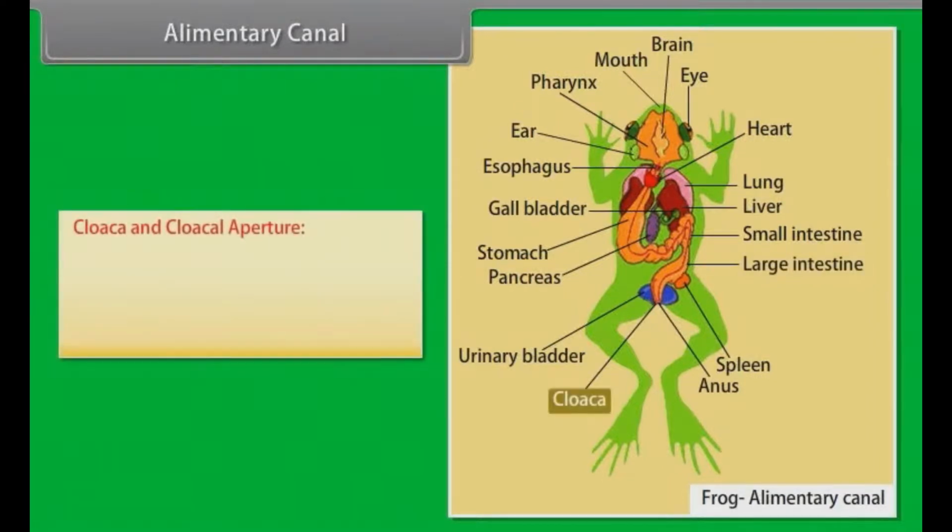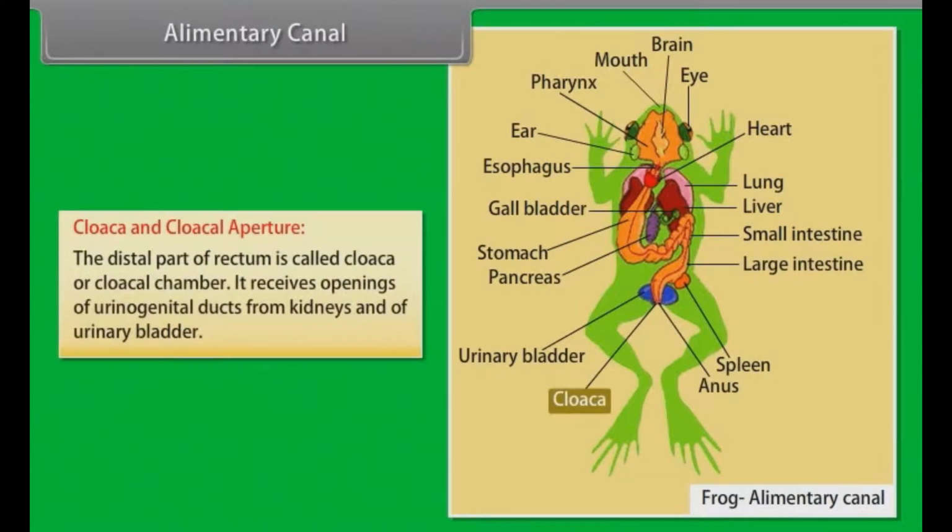Cloaca and cloacal aperture. The distal part of the rectum is called cloaca or cloacal chamber. It receives openings of urinogenital ducts from kidneys and of the urinary bladder.